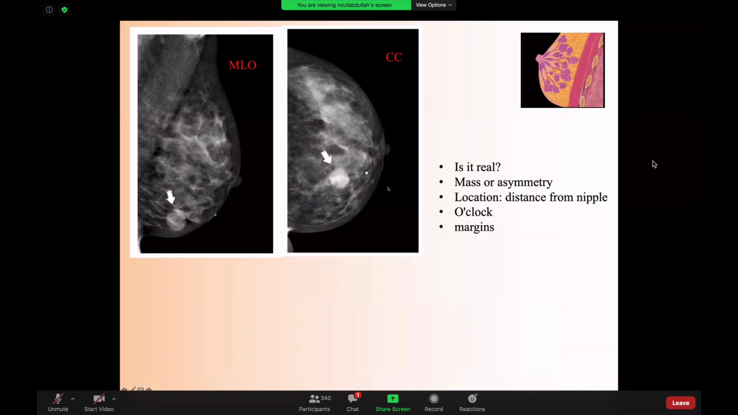How far is this lesion from the nipple? It is located in the mid-zone, so it's about 3 to 4 centimeters from the nipple. What do you think about the margin? It looks well-defined, circumscribed, so I think I am dealing with a benign lesion. What is the location of this lesion?